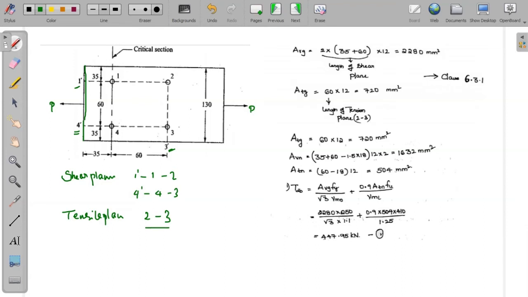So now we have to calculate the areas. For shear planes we get Avg and Avn, and for the tensile plane you get Atg and Atn. Avn is the net area of the shear plane, Avg is the gross area of the shear plane, Atg is the gross area of the tension plane, and Atn is the net area of the tension plane.